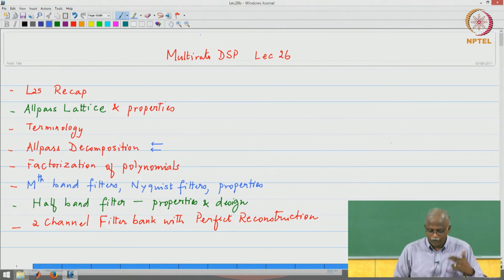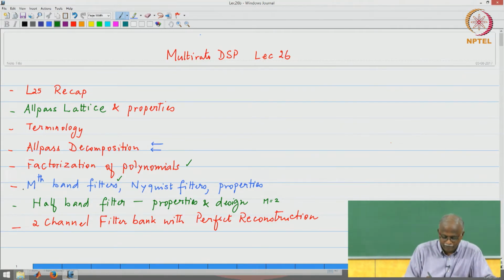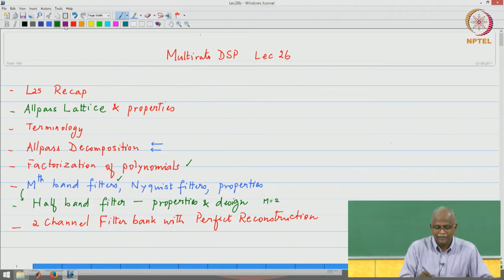In the process, we are going to pick up some useful tools by way of the factorization of polynomials, and the property of M-band filters, which is also satisfied by Nyquist filters. So again, we revisit something with Nyquist, something with M-band. Specifically when M is equal to 2, instead of calling it a 2-band filter, we call it a half-band filter. So this is a subset of this. From general M we go to half-band, and that is the last stage before we get to perfect reconstruction for a 2-channel filter bank.